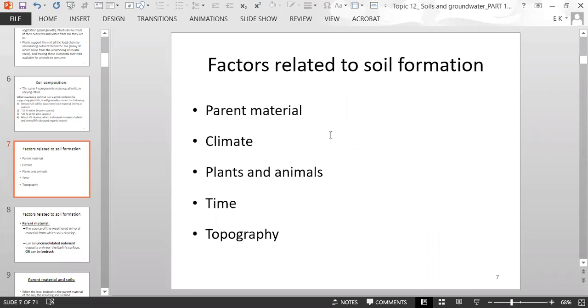So then there are different factors related to how soil forms. If it forms quickly, if it forms slowly, if the soil layers will be thick or thin. So the parent material, climate, plants and animals, time, and topography are all factors related to how soil will form. And then we're going to go through all of those in more detail.